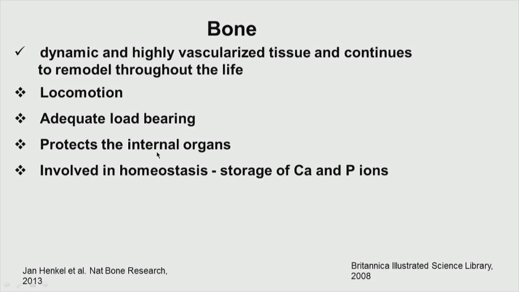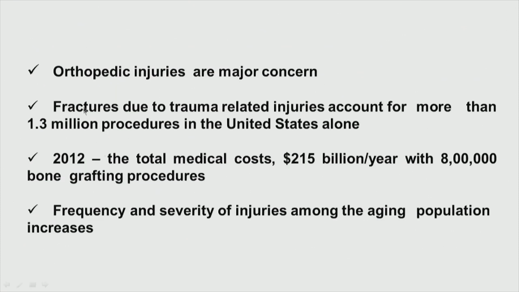Bones protect internal organs like your heart and lungs. They are involved in homeostasis, that means they store calcium and potassium ions, which get liberated from time to time for bodily functions. But fractures are a very big concern. Orthopedic injuries happen because of accidents, sports, and age related causes, even in young people. So bones break, and that is a very big issue.